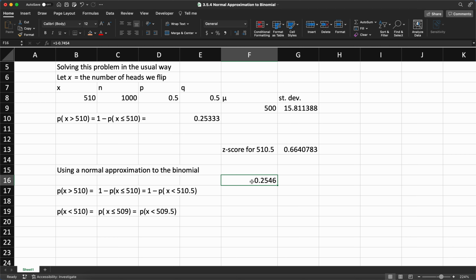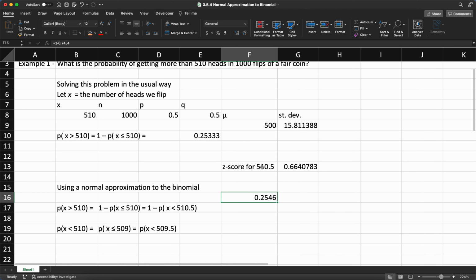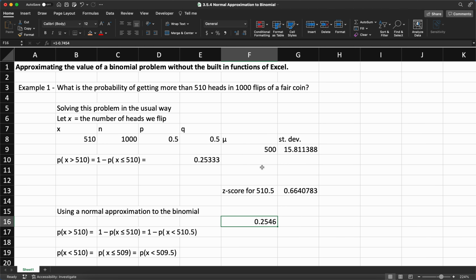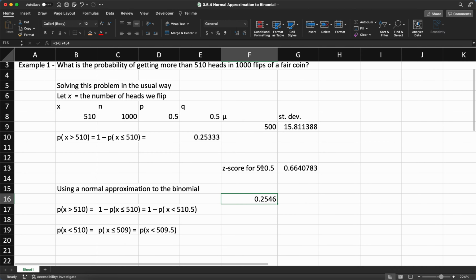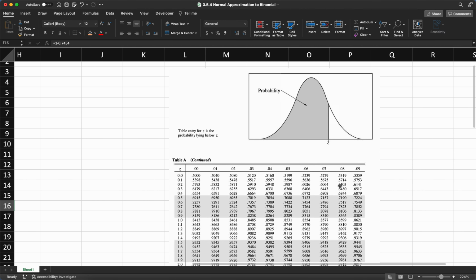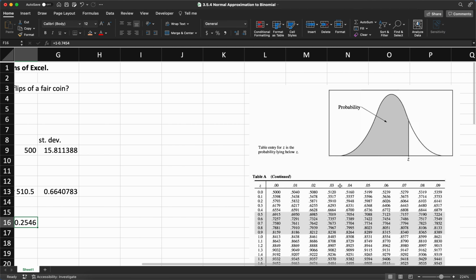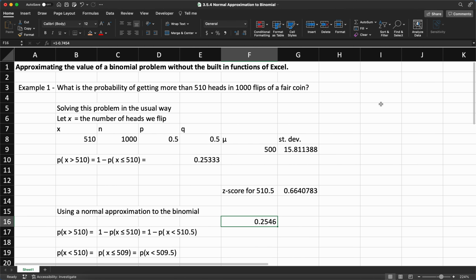So that's all I have to say about using a normal approximation to the binomial curve. It's just a historic thing that's nice to know about in case you're only ever given a z-table to work off of. All right, I will see you in the next video.